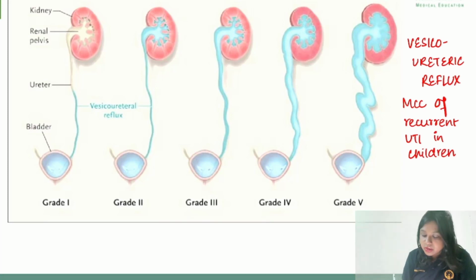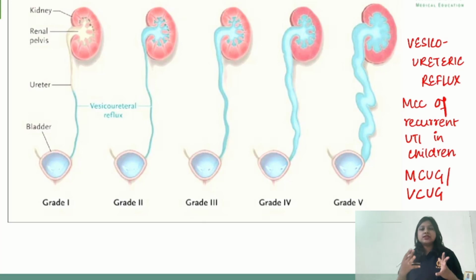That is, the answer will be micturating cystourethrogram, or it can be voiding cystourethrogram. So it is MCUG or VCUG, right? What happens in micturating cystourethrogram? You take serial pictures when the child is urinating, so you understand where the defect is. Other than that, we can go for radionuclide studies as well, which provide less radiation. But if you're asked the investigation of choice, the answer will be micturating cystourethrogram.